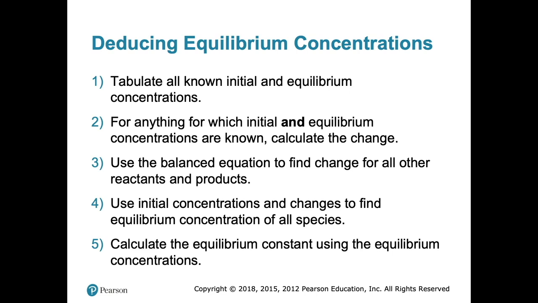So one more time, tabulate all the known concentrations, initial and equilibrium. For anything for which the initial and the equilibrium concentration is known, calculate its change. Use a balanced equation to find the change for all the other products and reactants. Then use the concentrations and changes to find the equilibrium concentration for all species. And then calculate the equilibrium constant using the equilibrium concentrations.